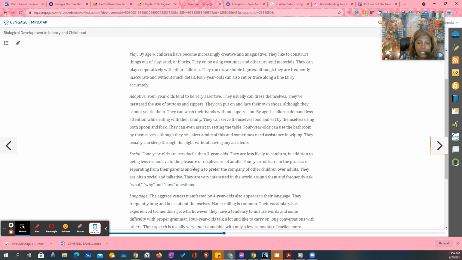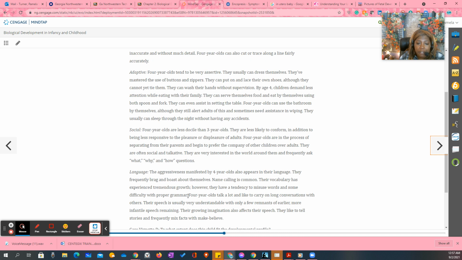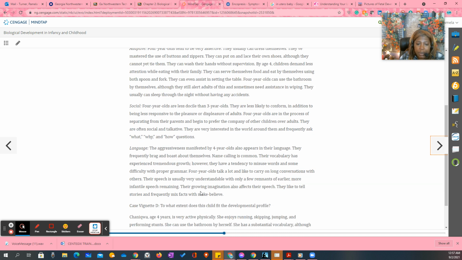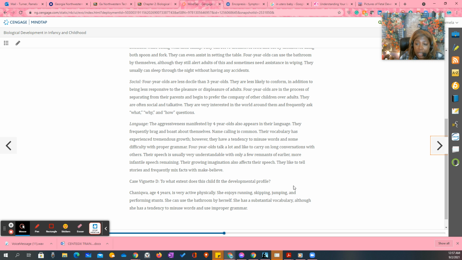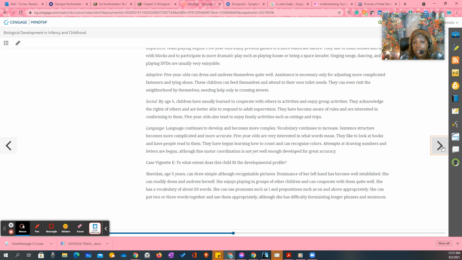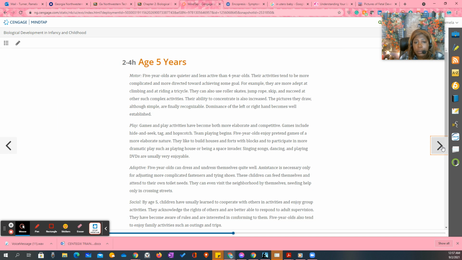4-year-olds are less docile than 3-year-olds. That means they're beginning to grow up, and they're going to ask mom questions. Go to bed. Well, why? I don't want to go to bed. Their language is growing very quickly, right? Their vocabulary grows tremendously at this point. And remember, at this time, many kids are starting preschool. 5-year-olds, again, are quieter and less active than 4-year-olds. So we're starting preschool at this time, or kindergarten.